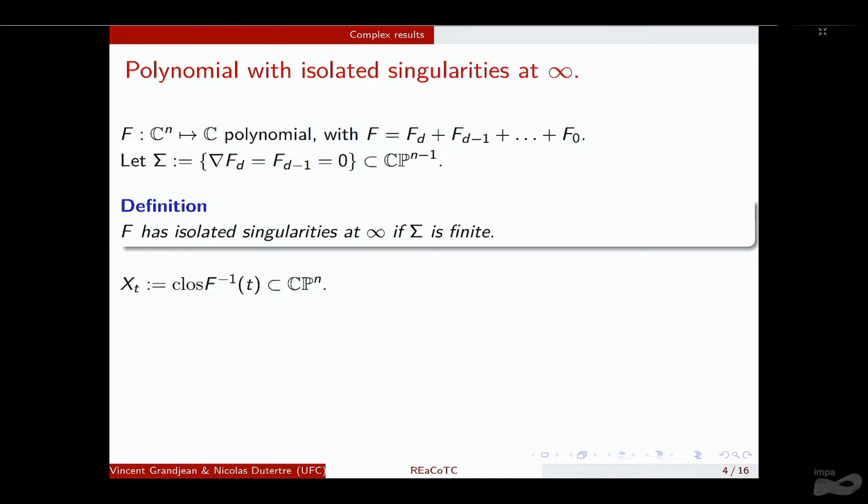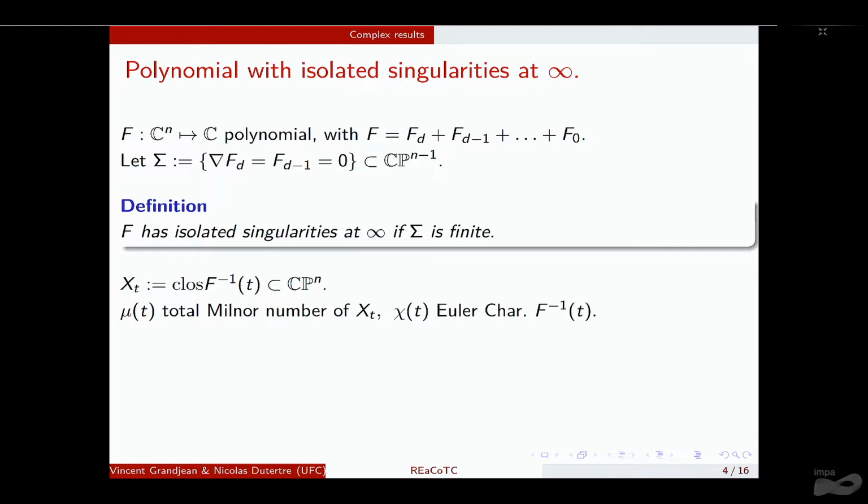And so I will have to give a name to the projective closure of the level t. So let's call it X_t. Let's denote by mu of t the total Milnor number of this projective hypersurface X_t, which can be infinite. This is allowed. Chi of t will denote the Euler characteristic of the affine hypersurface corresponding to the level t.